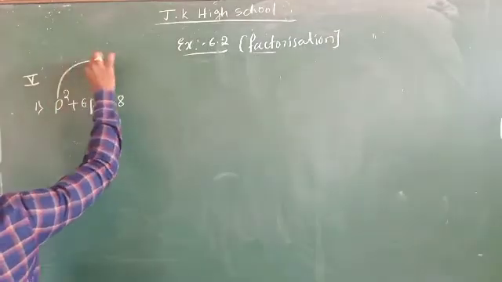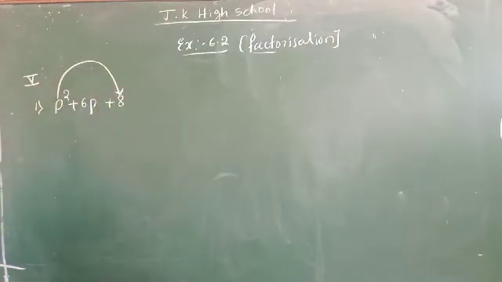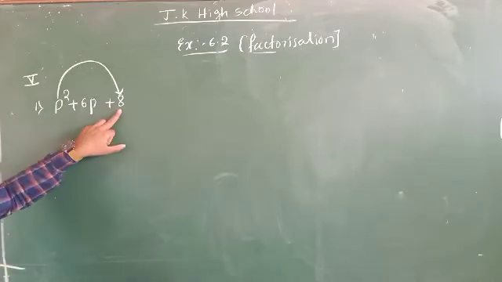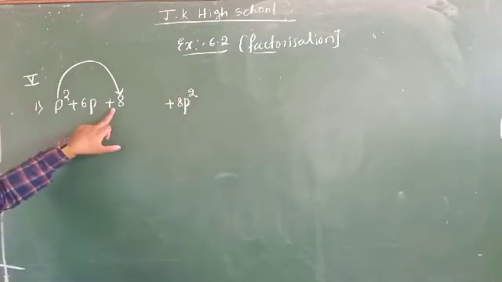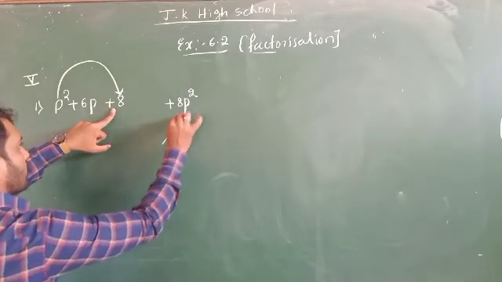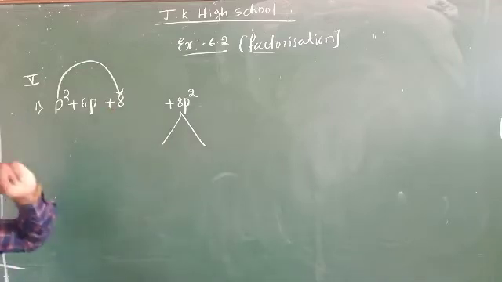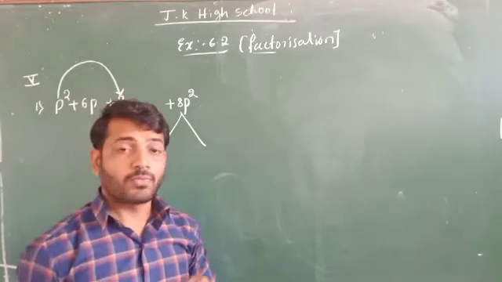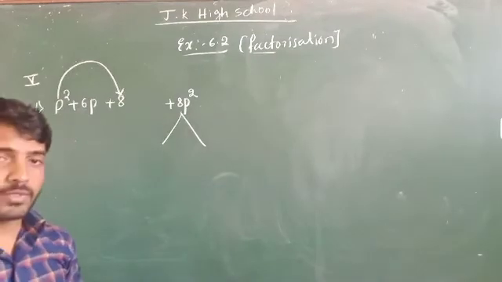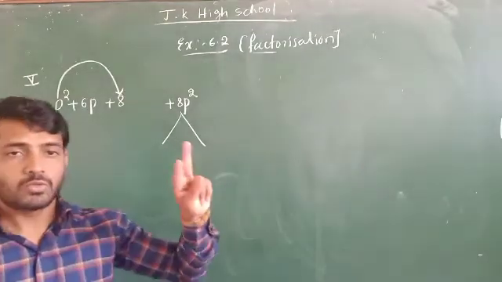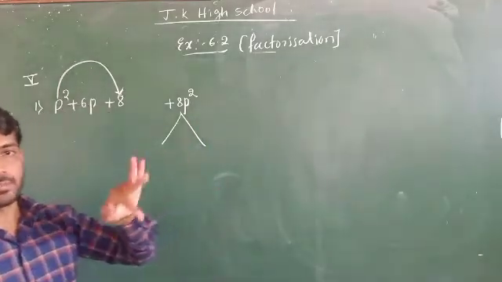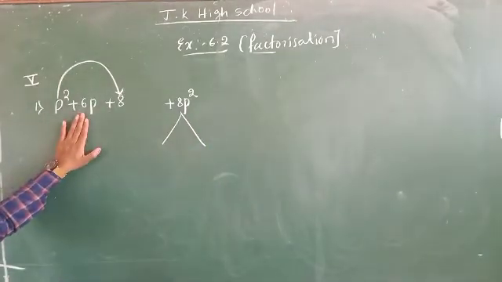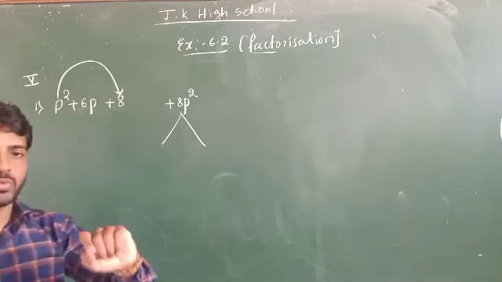So what to do? Multiply first into last. 8 into p square is plus 8p square. Correct? So now take two factors. How to take the factors? If you multiply those two numbers, we should get 8p square. If we add or subtract, we should get 6p. What are those two numbers?